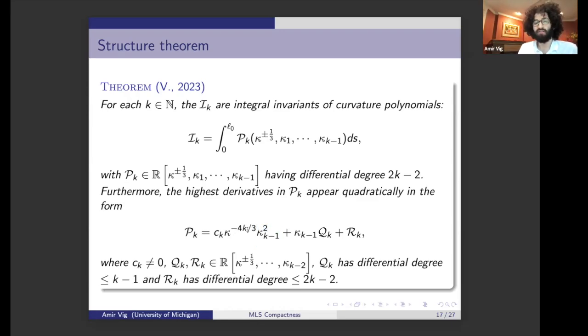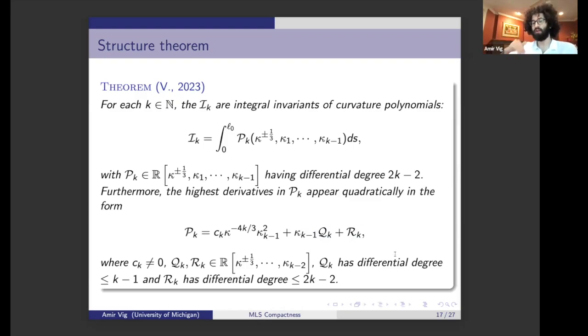Yes, there's some silly coefficient, but you can actually check that this is the same one as it appeared in the I1 through I4. You have some linear term, and then you have a remainder. And the linear term and the remainder have a lower differential degree, and they don't depend on the highest order derivative.